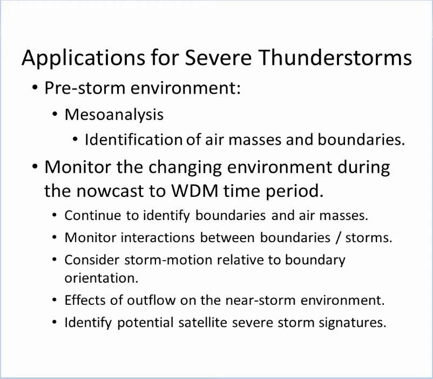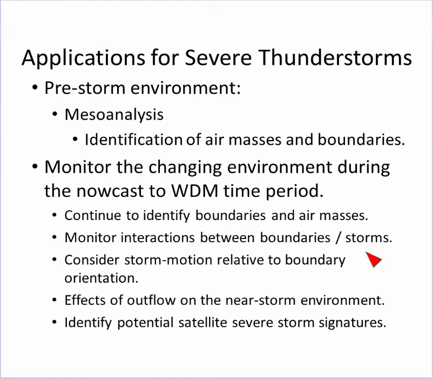Applications of that 1-minute visible imagery for severe thunderstorms can be broken down into a couple categories. First, in the pre-storm environment, we can use it for mesoanalysis, identification of air masses and boundaries with available surface observations and objective analyses. And then the other category would be monitoring the changing environment during the nowcast to warning decision-making time period.